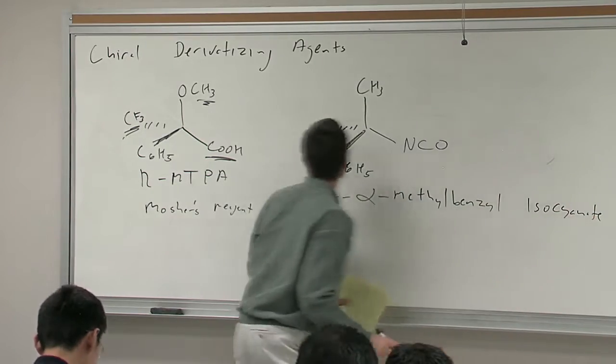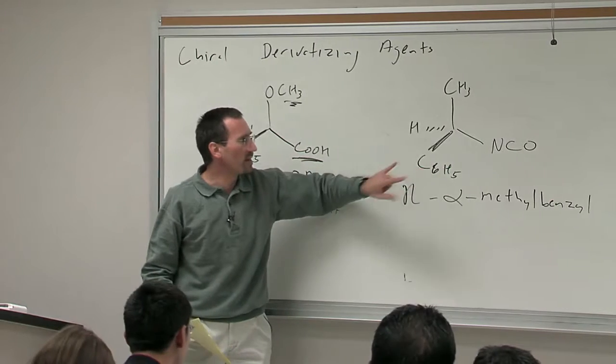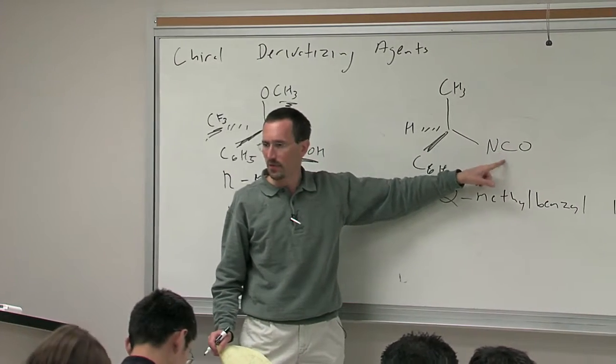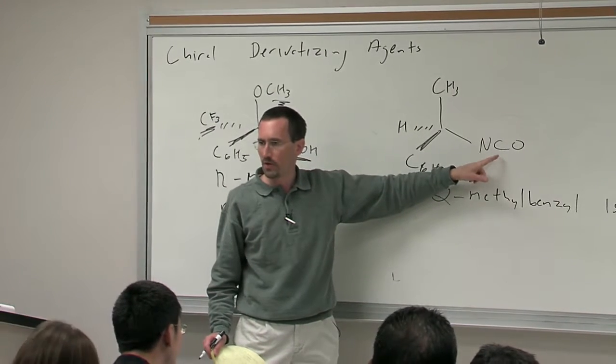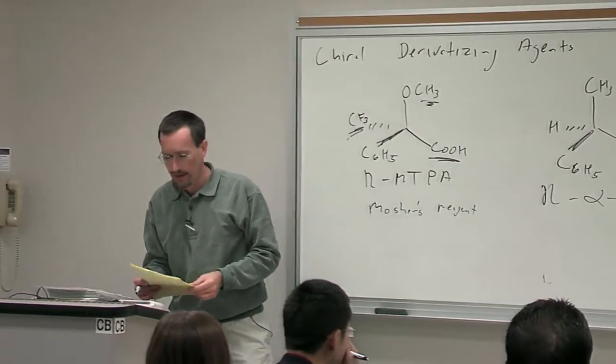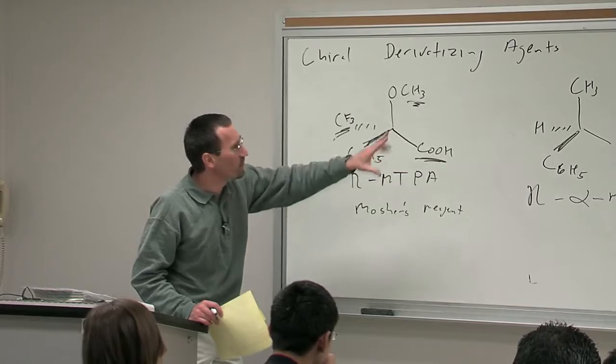So you can buy this enantiopure from Aldrich or from Fluka. There's also a version with a naphthyl group. Isocyanates react with amines to give ureas. They react with alcohols to give carbamates. And so you can very easily react your molecule to make derivatives in which you now have a chirality in there.